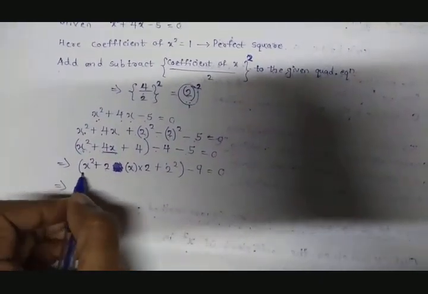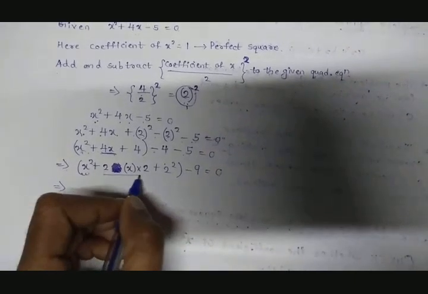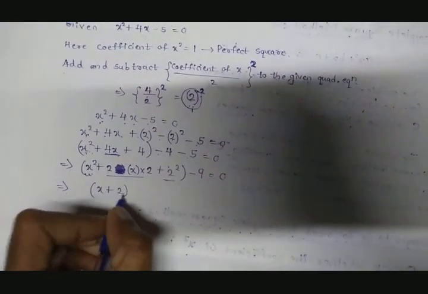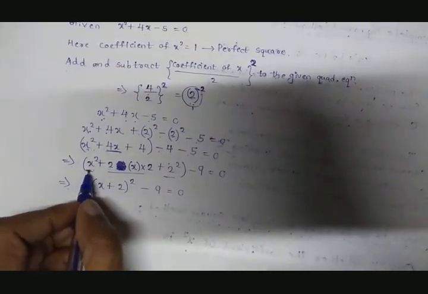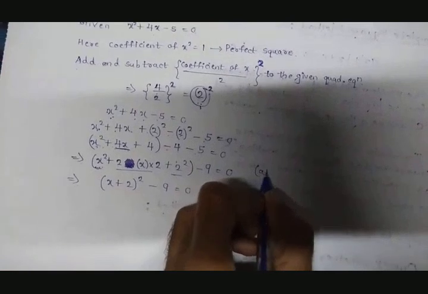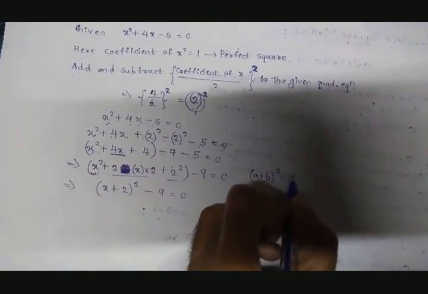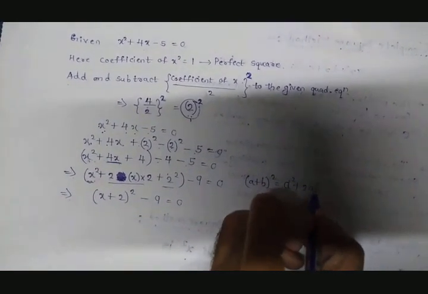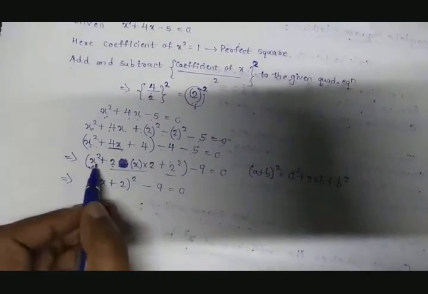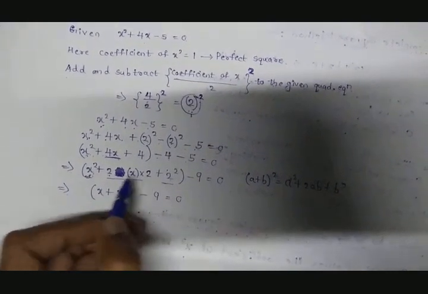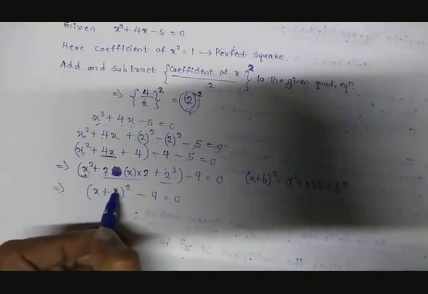So now it is of the form a square plus 2ab plus b square. So I can write it as x plus 2 whole square minus 9 equals 0. So observe, compare it with the a plus b whole square formula. The a plus b whole square formula is nothing but a square plus 2ab plus b square. So in the place of a we have x and in the place of b we have 2. So I can write it as x plus 2 whole square minus 9 equals 0.